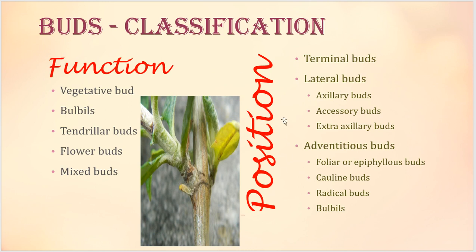And based on position, where the bud is present. Terminal bud, that means on the terminal region of the plant. Plumule is the first terminal bud. Okay, please note that plumule is the first terminal bud of a plant, which is responsible for the entire growth of the plant. And then lateral bud means buds which are produced on the sides.